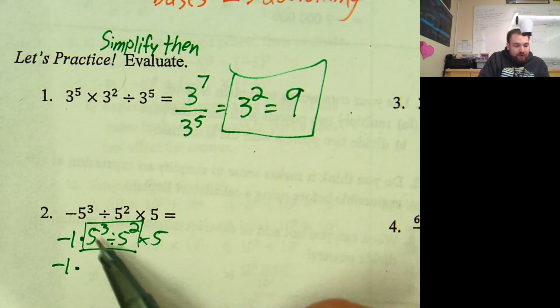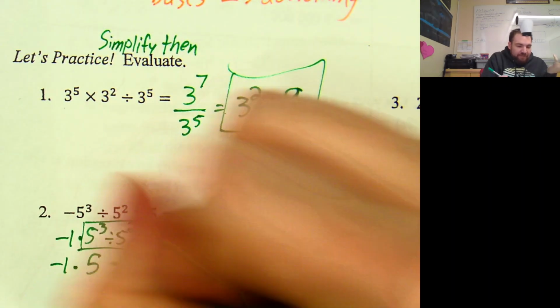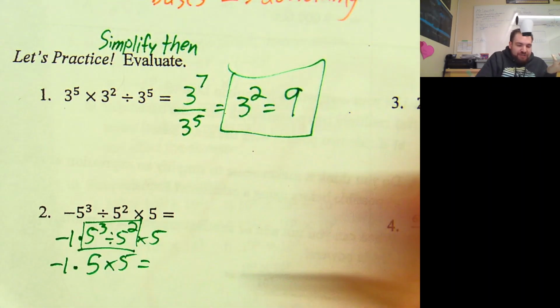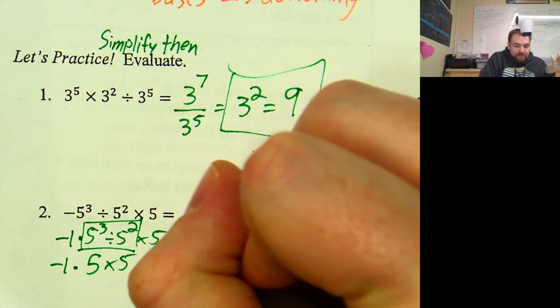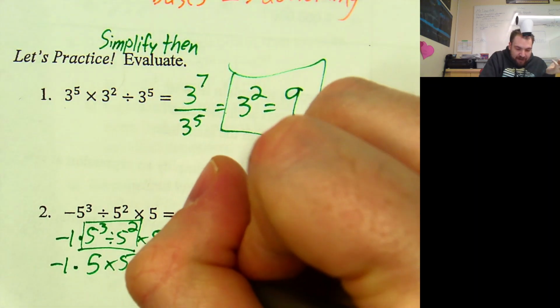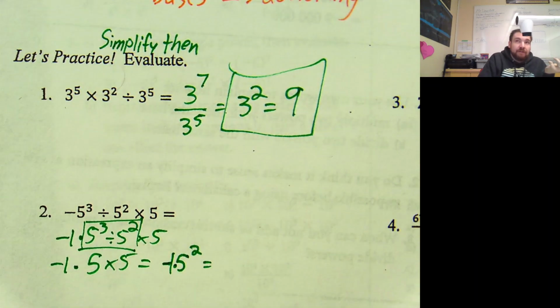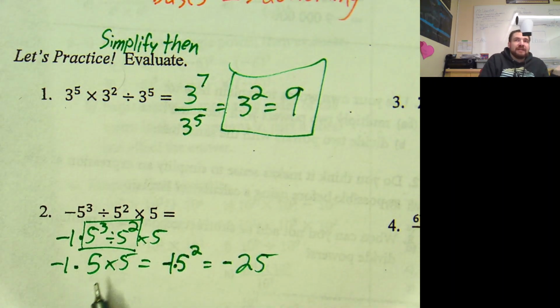When I'm dividing here, what do I do with the exponents? I subtract them. 3 minus 2 is 1, and I don't write the 1, so it's going to be 5 times 5. So we're going to write this as negative 1 times 5 squared, which is going to be negative 25, because it's negative 1 times 5 times 5. This piece here is the simplified expression. This is my evaluated piece.